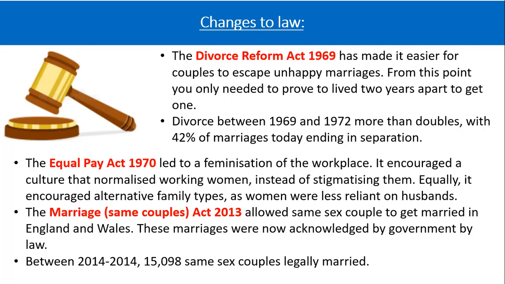We've also got the Marriage (Same Sex Couples) Act of 2013. So that's allowed same-sex couples to get married in England and Wales. So that's acknowledged by the government. And between 2013 and 2014, there were 15,098 same-sex couples legally married. So acknowledged by the government. So there's your first one to get down there. You might want to pause it.